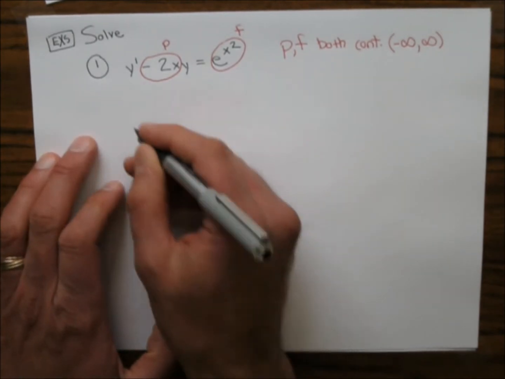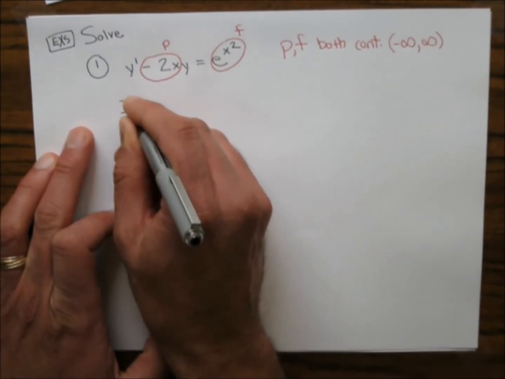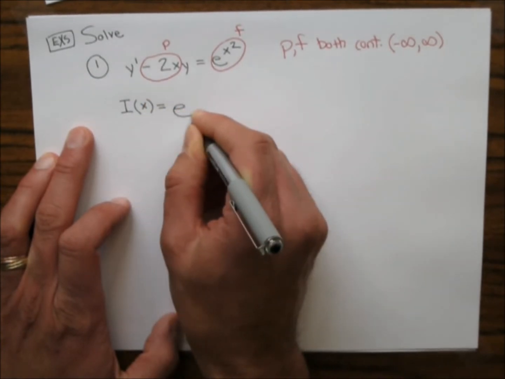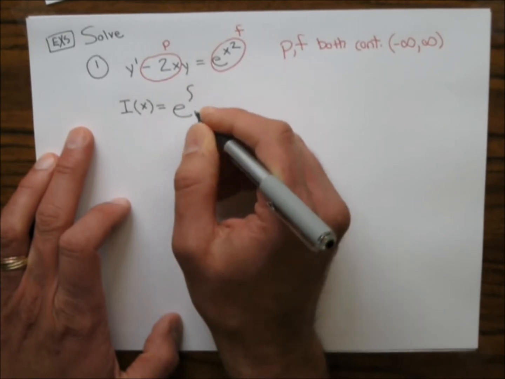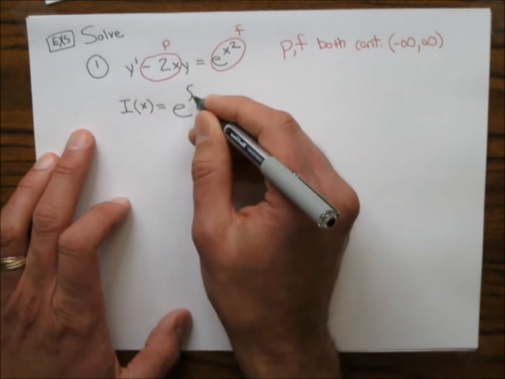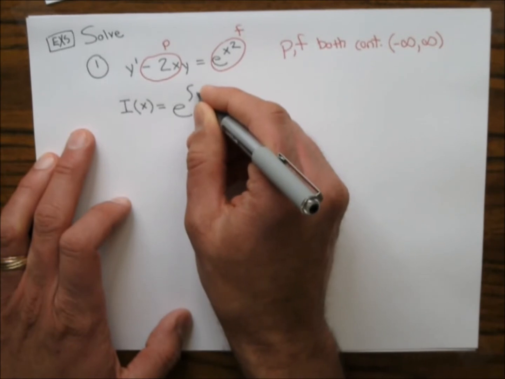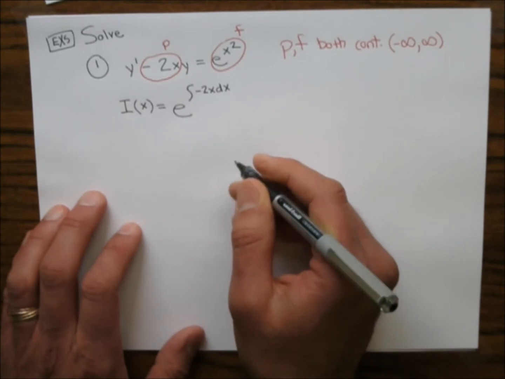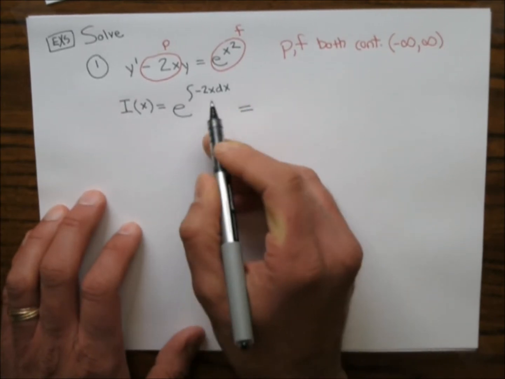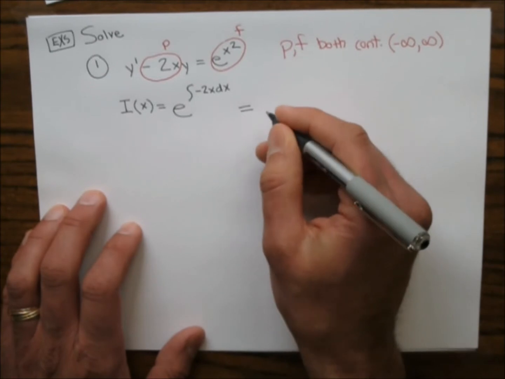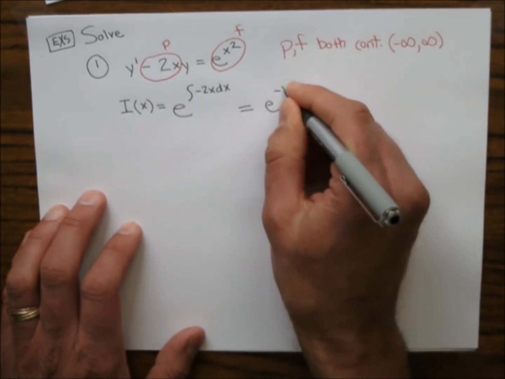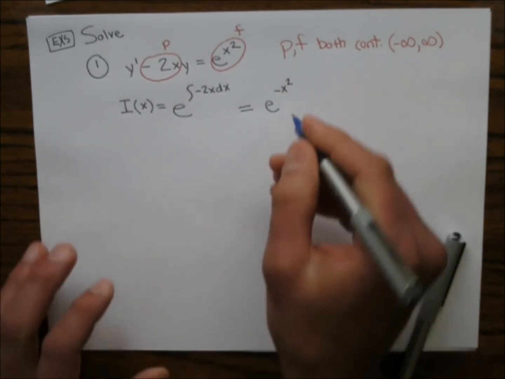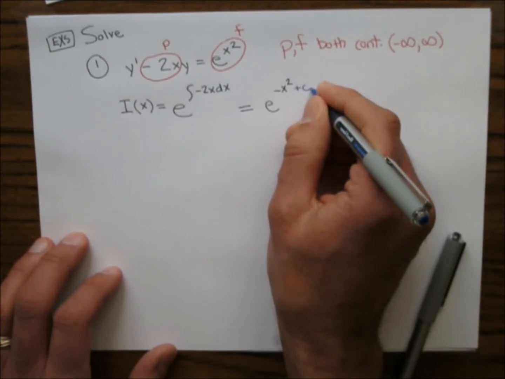Okay, the integrating factor, that's the next thing I want to do. The integrating factor is going to be e raised to the power of, and then you put p of x in there. So this is negative 2x dx. Okay, so what is the integral of negative 2x? Well, it's negative x squared. E to the negative x squared. There's also a plus c.